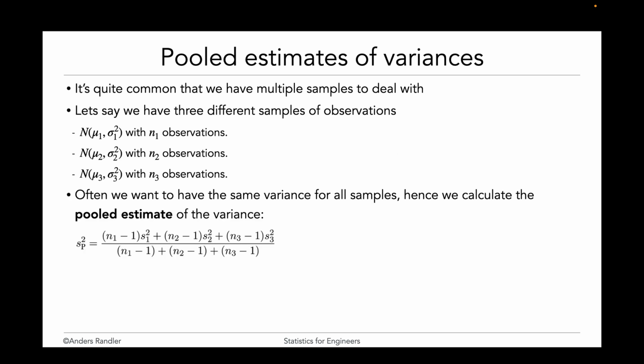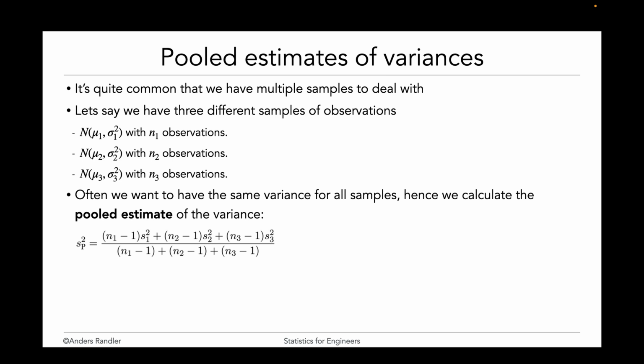Often we want to have the same variance for all samples, because that will make things a bit easier to calculate. And in order to find some kind of a similar variance for these, we will be doing a pooled estimate of the variances. And it's a bit like a weighted average. The strange part here is I'm multiplying with n1 minus 1 times this estimate, n2 minus 1 times this estimate, n3 minus 1 times this estimate, and then I'm dividing with all of those, n1 minus 1, etc.